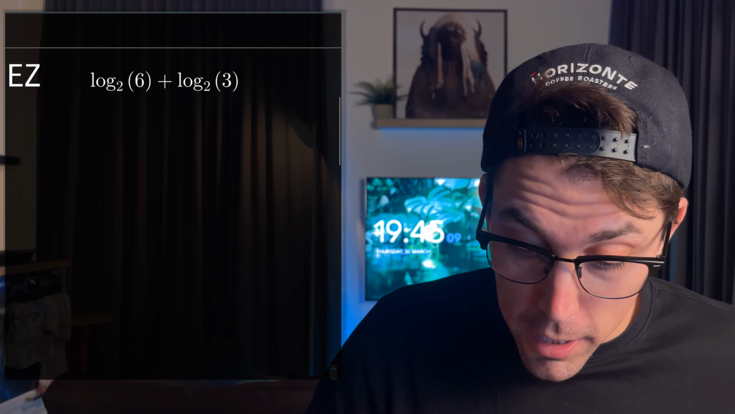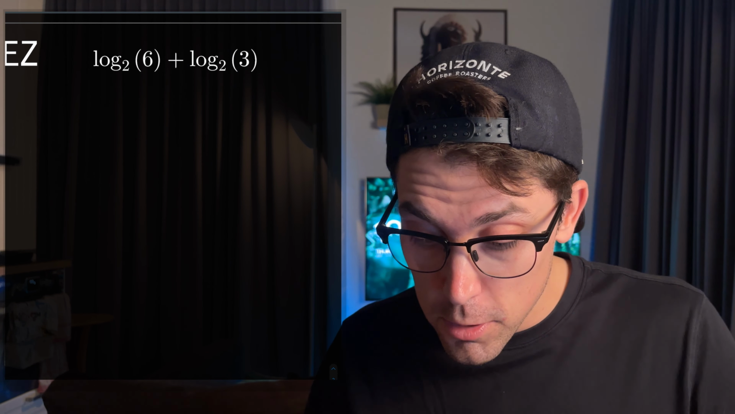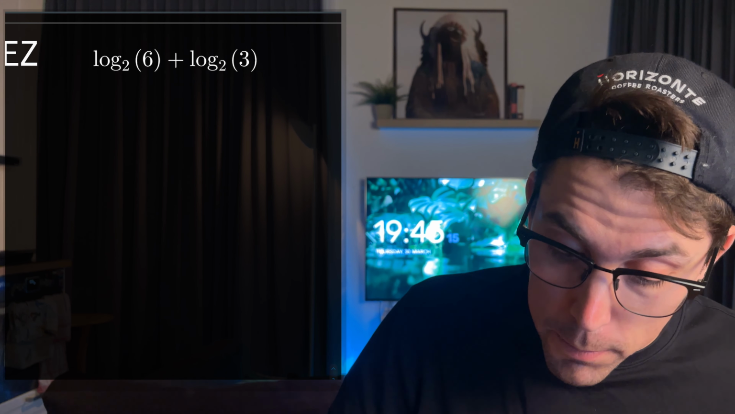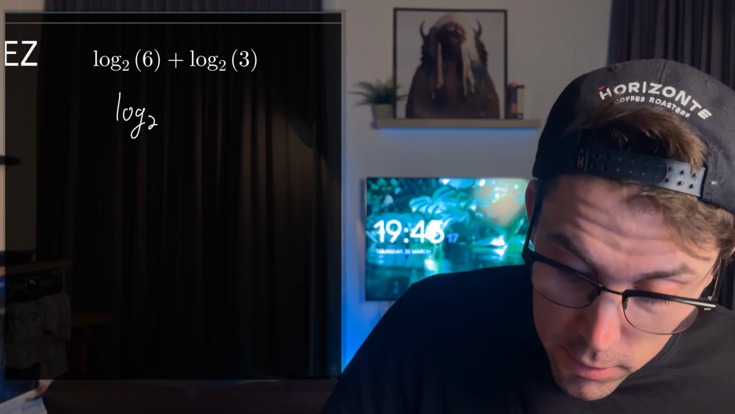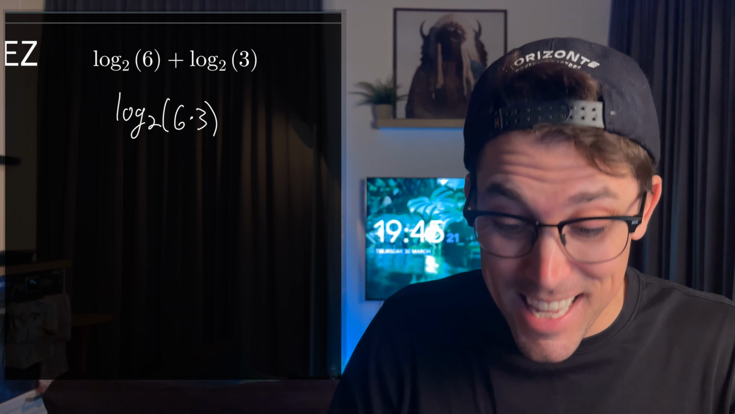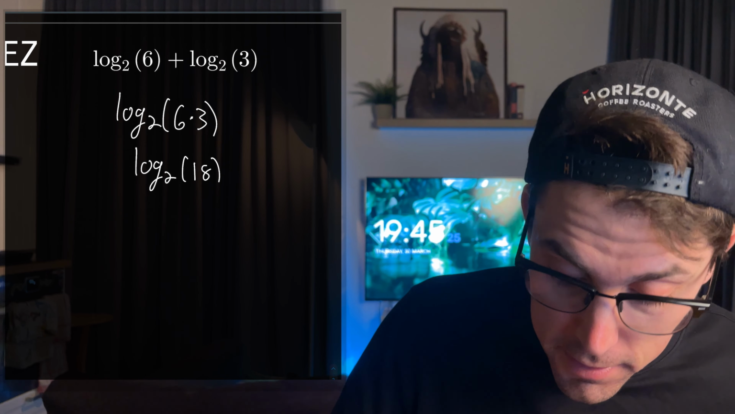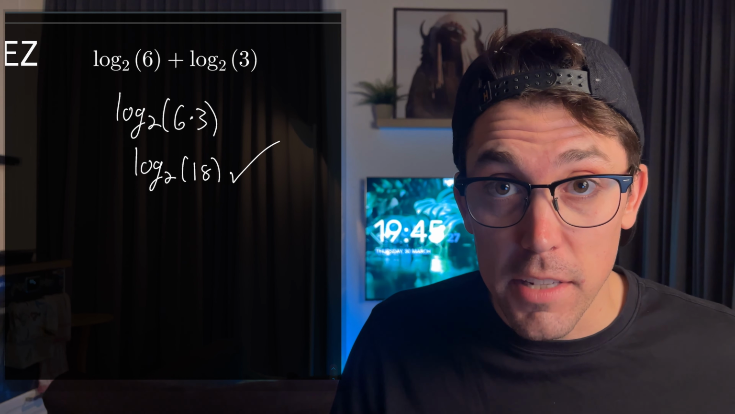So if we take a look at a more simple one, let's say we have log base 2 of 6 plus log base 2 of 3. Again, using my product property, I know that I can rewrite this as log base 2 of 6 times 3, these two numbers multiplied together. And that's going to give me log base 2 of 18. That's it. It's that simple.